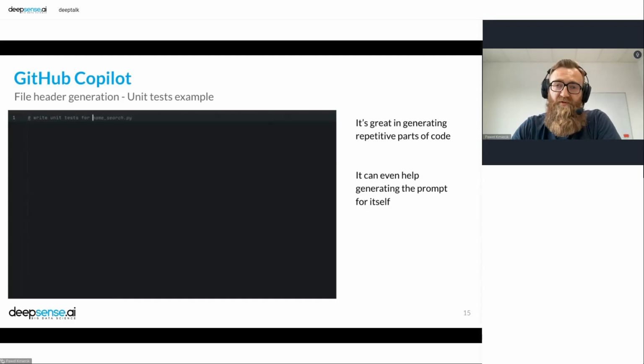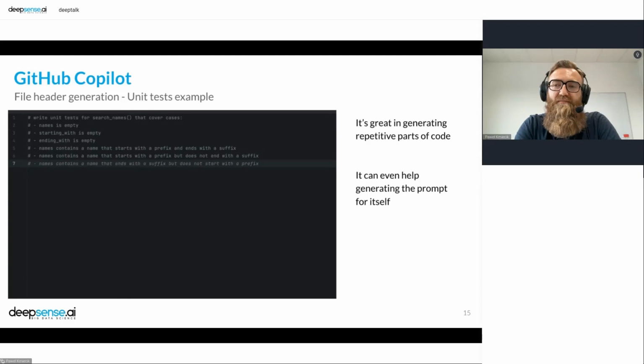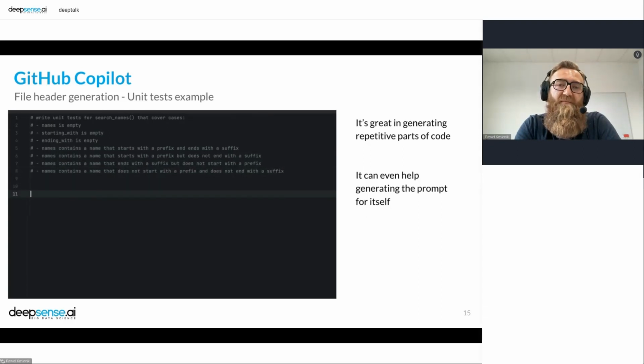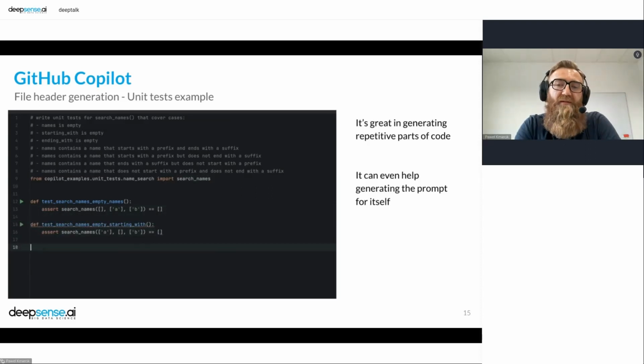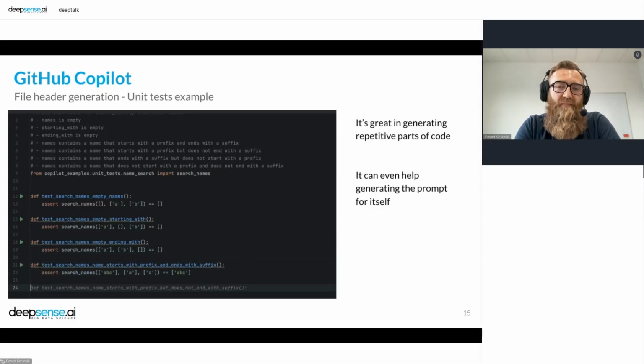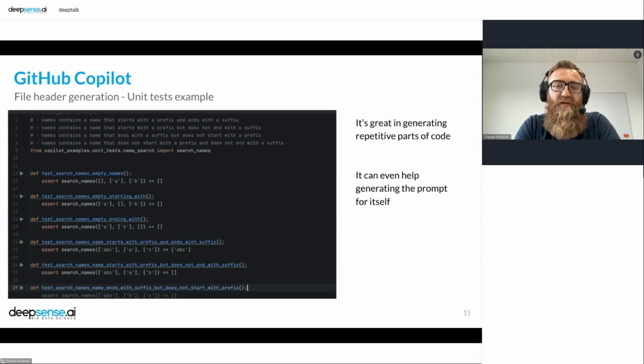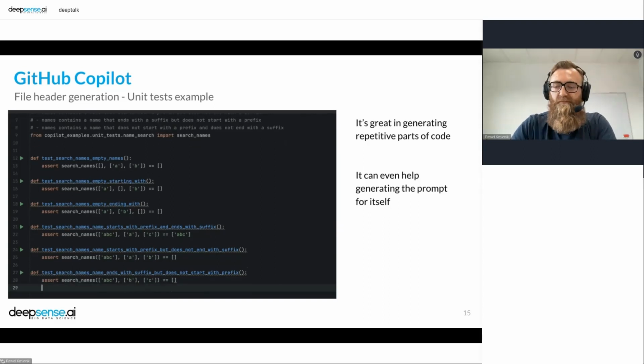This is another example. Here you can see that I started defining some test cases, but Copilot is doing it for me. I'm only pressing the tab key, and Copilot first defines test cases, and then implements these test cases for me. At the end, you will see that the test cases pass.